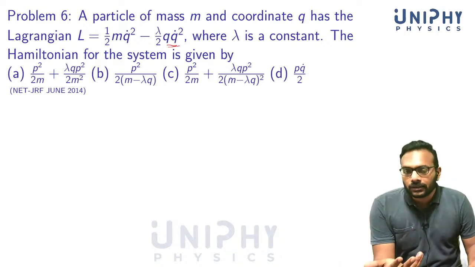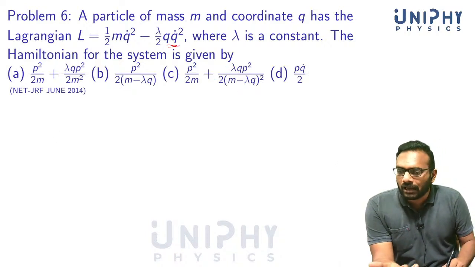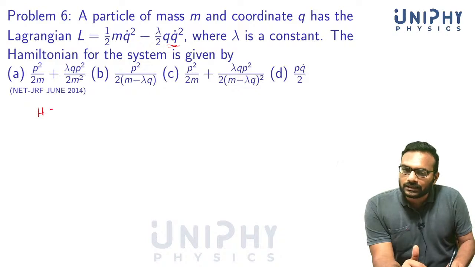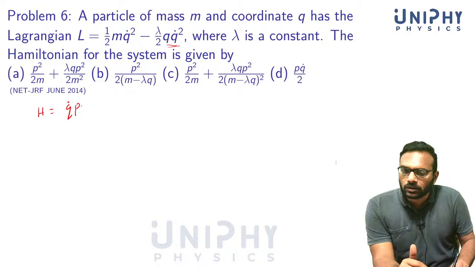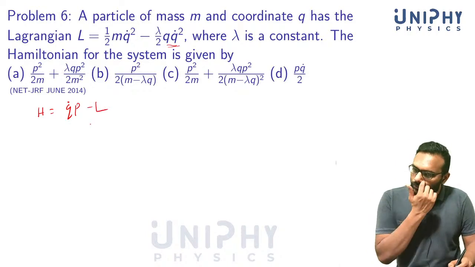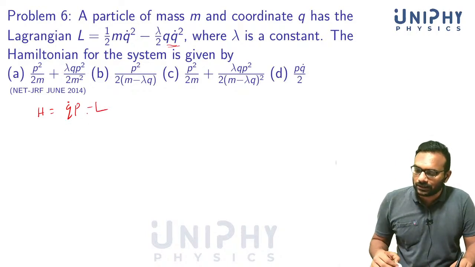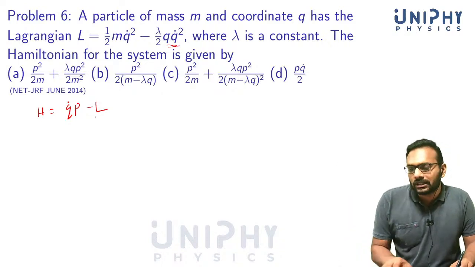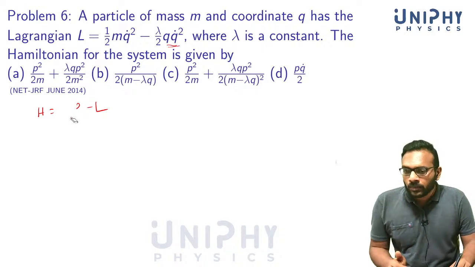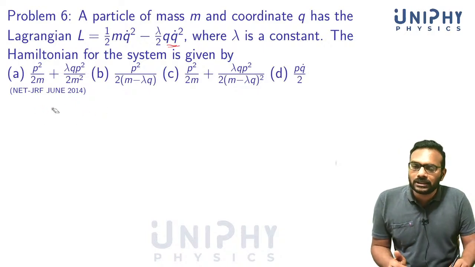Now there are two ways to do this. Of course, you can find the Hamiltonian by the rule H is equal to, since there is only one degree of freedom, q dot p minus L. You find p and then eliminate all the q dot in favor of p, and you will get the final answer. This is possible, but you can also do it in a different way.